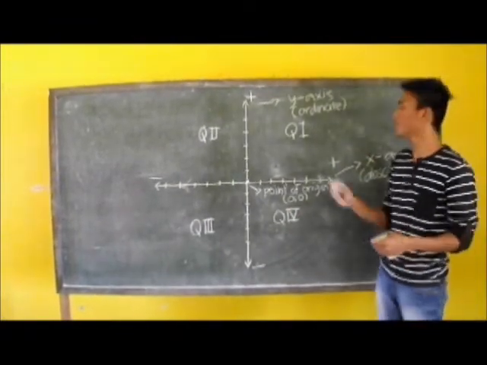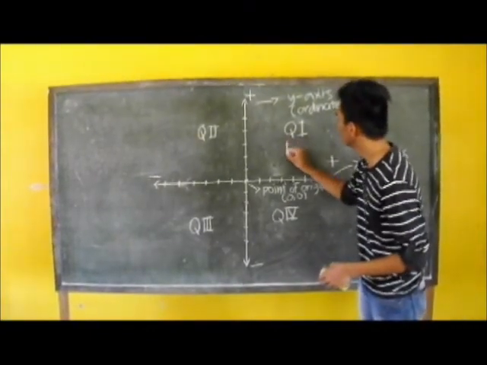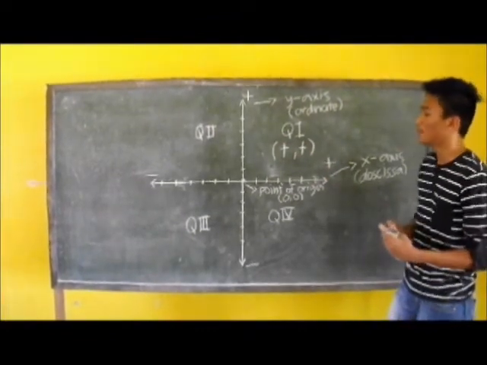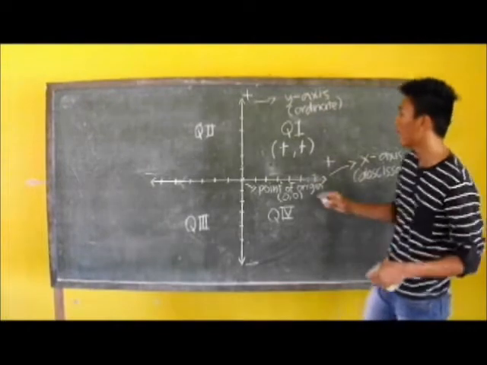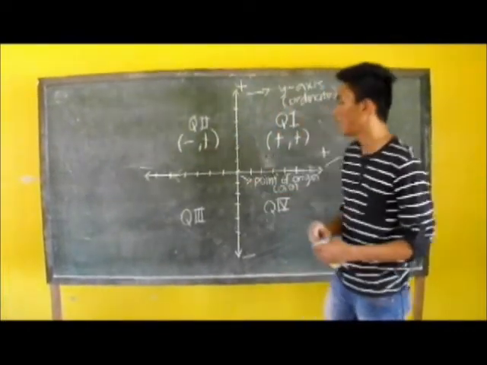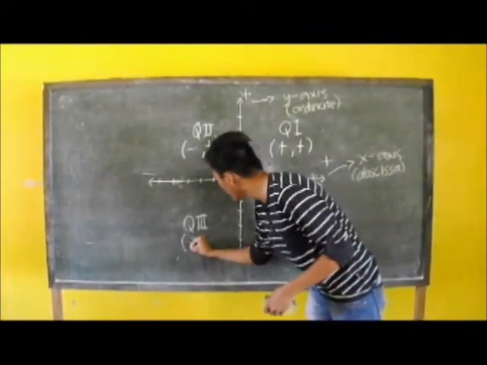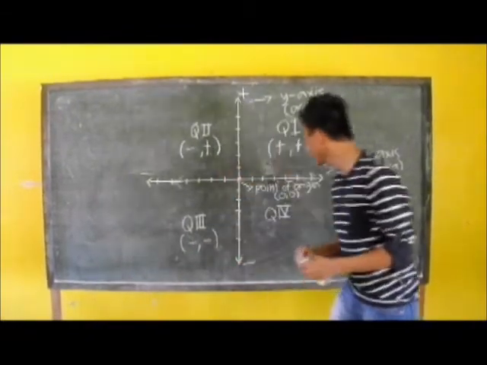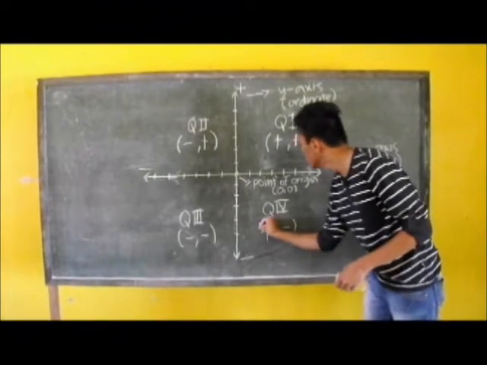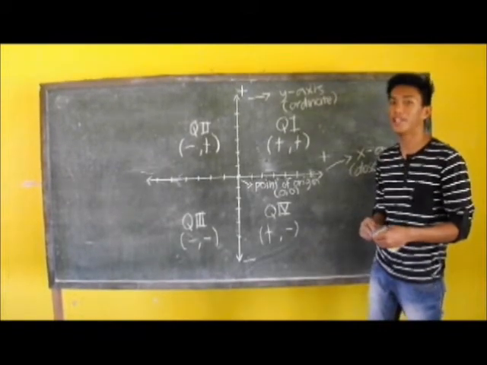The signs of the coordinate points in Quadrant 1 are always positive, positive. While in Quadrant 2, the signs of the coordinates are negative, positive. In Quadrant 3, the signs of the coordinates are negative, negative. And in Quadrant 4, positive, negative. So, here you go, the 7 basic parts of the Cartesian coordinate plane.